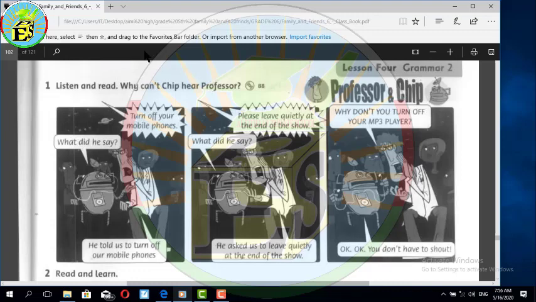Turn off your mobile phones. What did he say? He told us to turn off our mobile phones. Please leave quietly at the end of the show. What did he say? He asked us to leave quietly at the end of the show. Why don't you turn off your MP3 player? Okay. You don't have to shout.